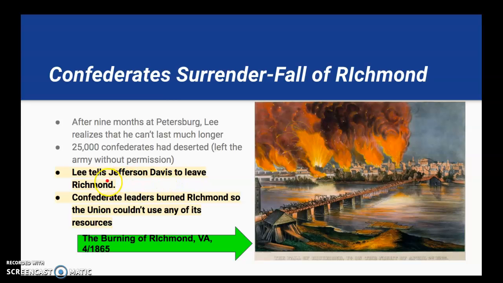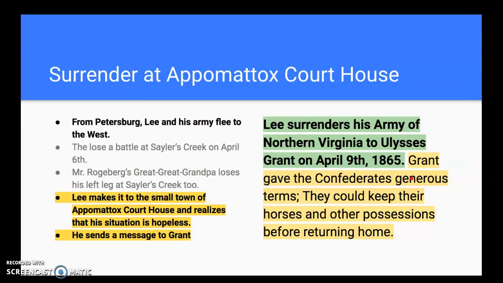So he tells Jefferson Davis, hey, look, we can't control Petersburg anymore. You need to get out of Richmond. You got to go on the run. So Confederate leaders burn Richmond to the ground so the Union can't use any of its resources. That's a picture of the burning of Richmond in April 1865. So from Petersburg, Lee and his army flee to the west. They lose a battle at Sailor's Creek on April 6th. That's where my great-great-grandpa lost his leg.